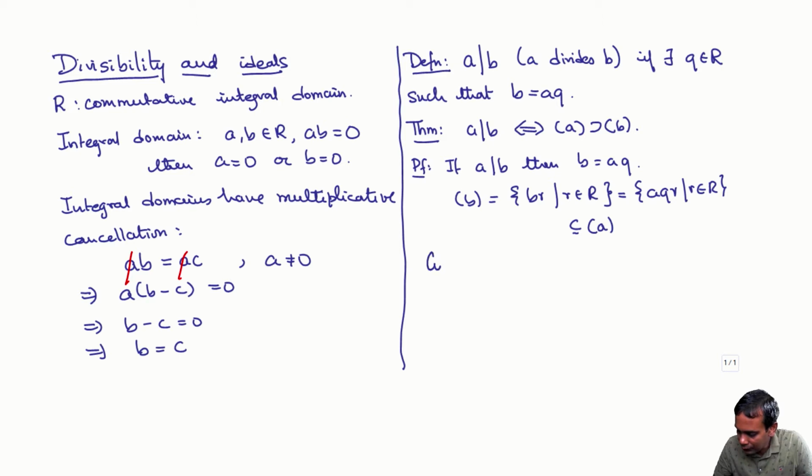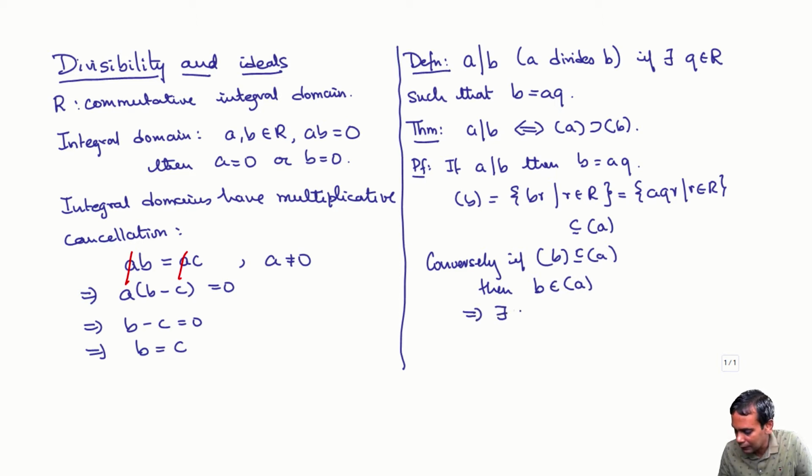And conversely, if the ideal generated by b is contained in the ideal generated by a, then of course the element b itself belongs to the ideal generated by a, which implies that there exists q in R such that b is equal to aq, which implies that a divides b. Okay, so divisibility translates into containment of ideals by this theorem.